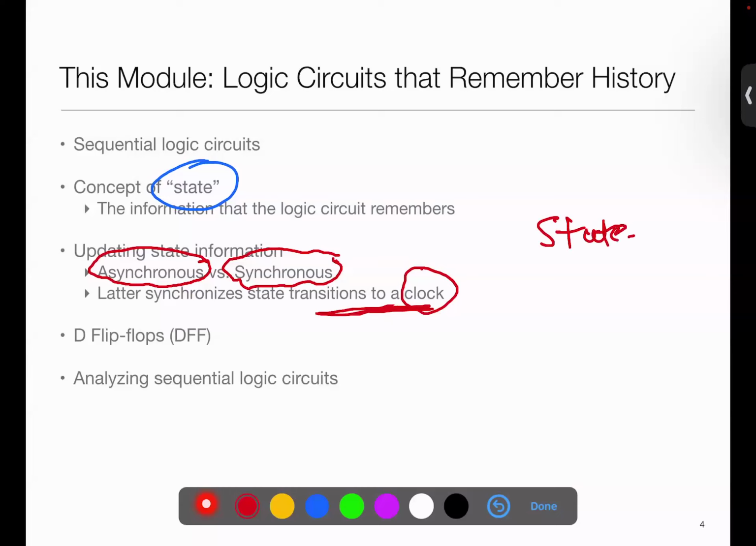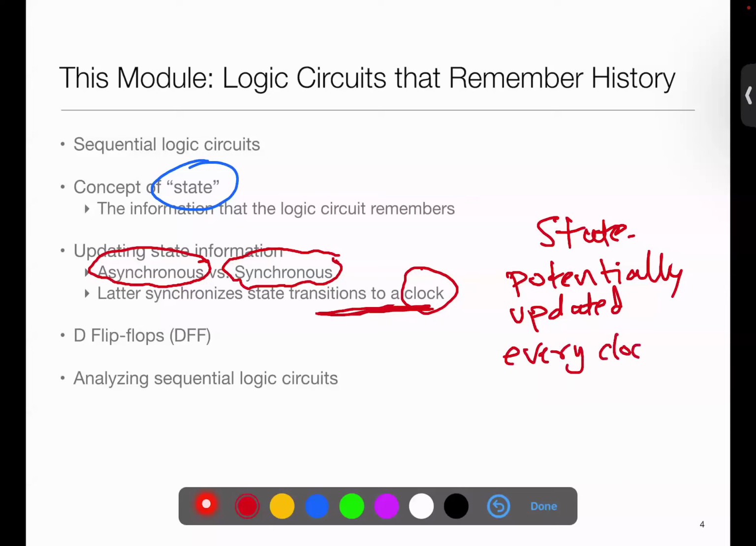State potentially updated every clock tick. And you can think of the clock tick. We had seen it very early on also in kind of a calendar example. You can think of the clock as some sort of a periodic signal. And maybe I designate clock tick to be the rising edge. So at every rising edge, the magic happens.